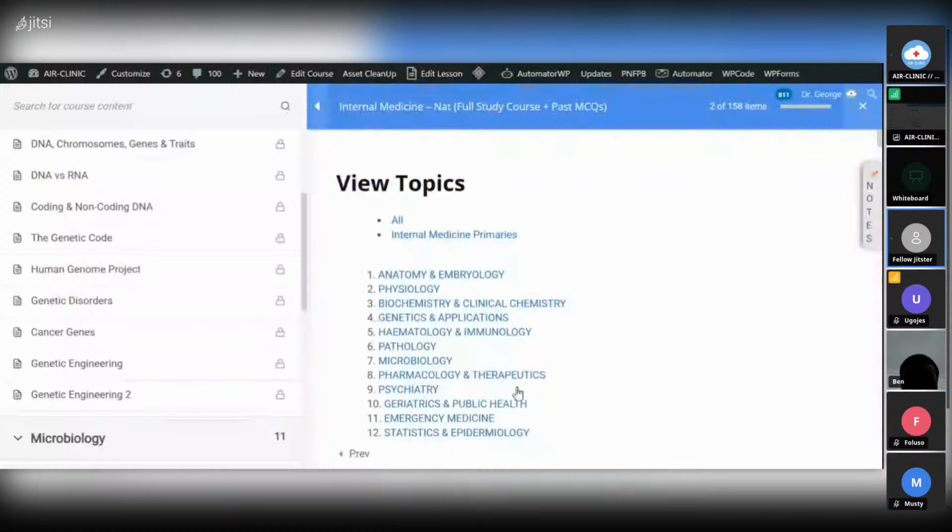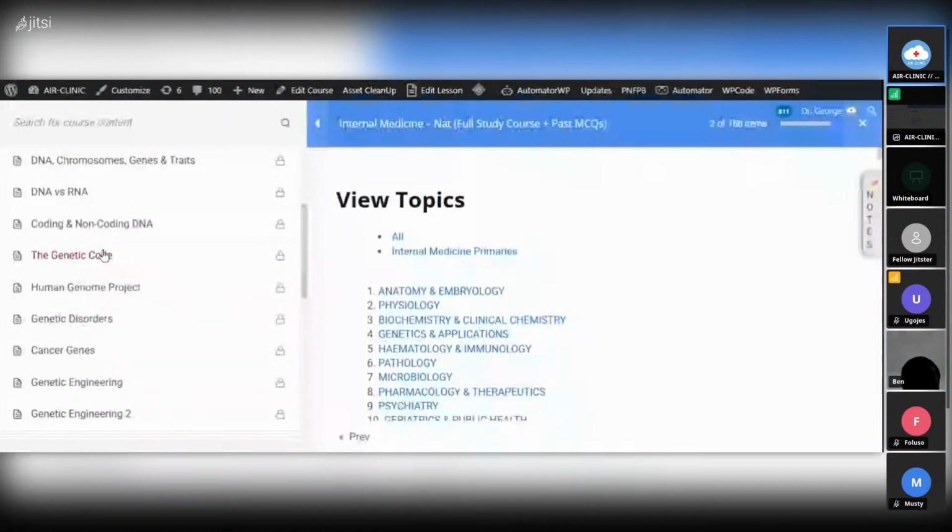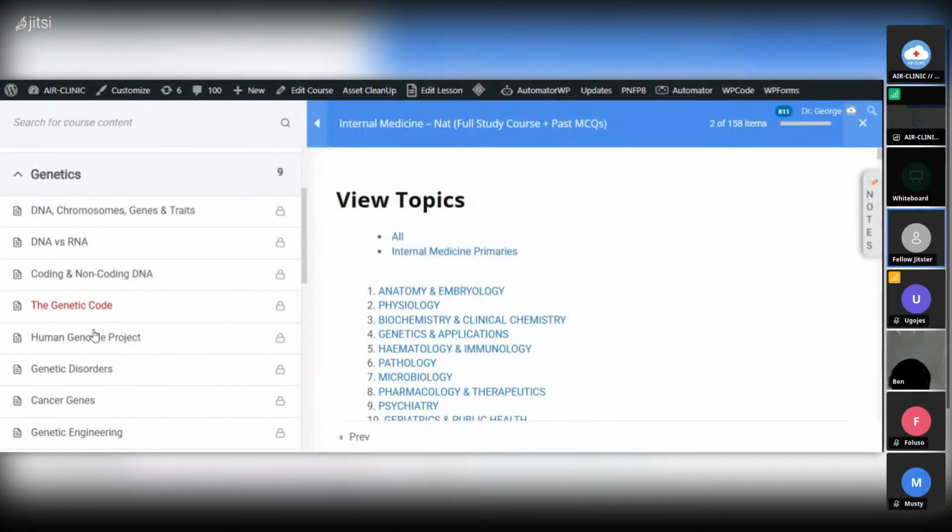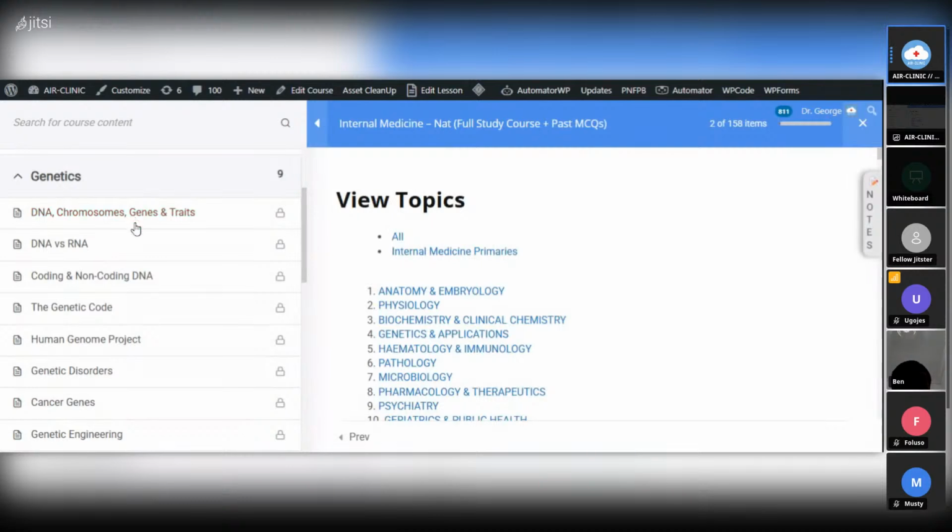So if you go to, under genetics, you can see the topics under genetics. All of them are very important. DNA, chromosomes, genes and traits, DNA versus RNA, coding and non-coding sequence.